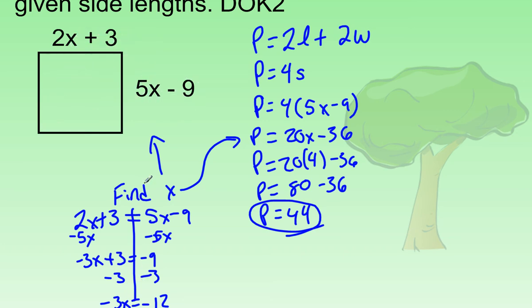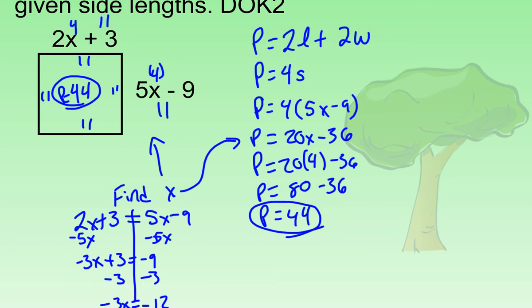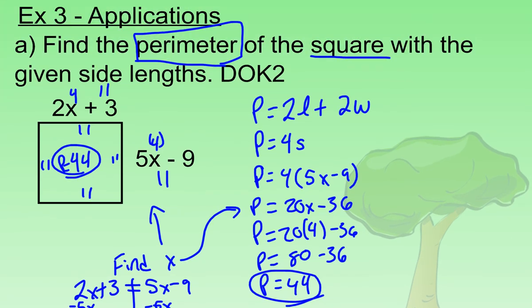If you didn't do it this way, if you just looked at the shape and said, okay, now if x is 4, that means 5 times 4 is 20. 20 minus 9 is 11. 2 times 4 is 8. 8 plus 3 is 11. All of the side lengths are 11. So to find the perimeter, 11 plus 11 plus 11 plus 11 is still 44. That's why this is a DOK2, because it took the extra step of finding the x value first before you could find the perimeter. You have to do that extra step.